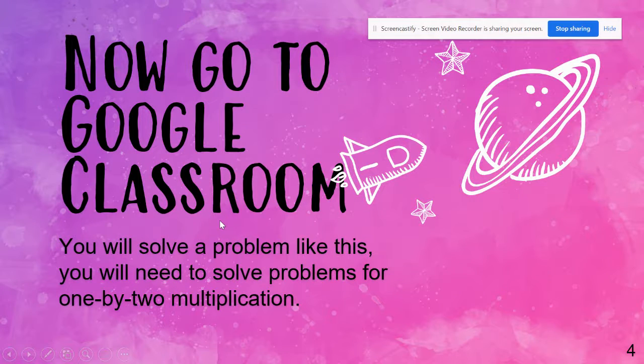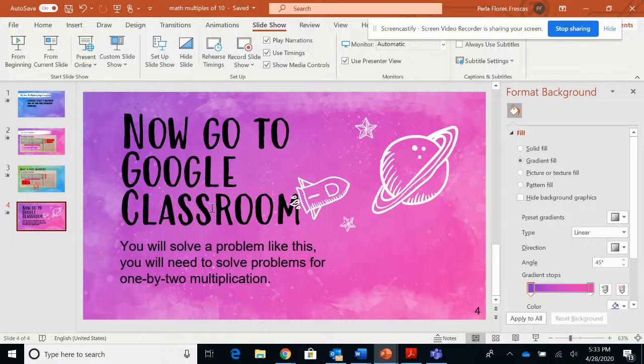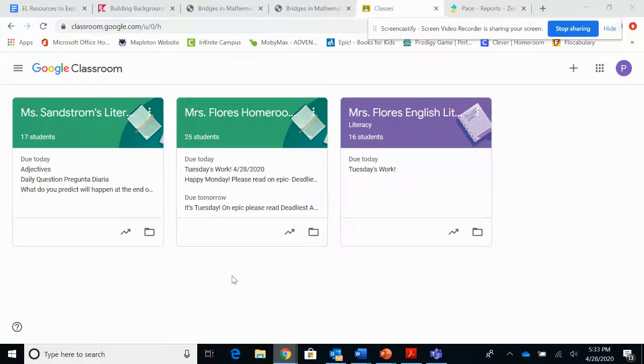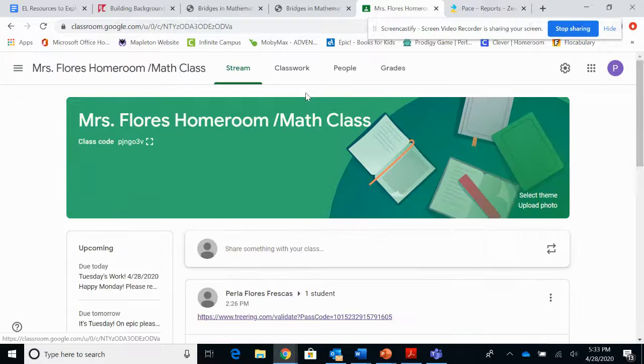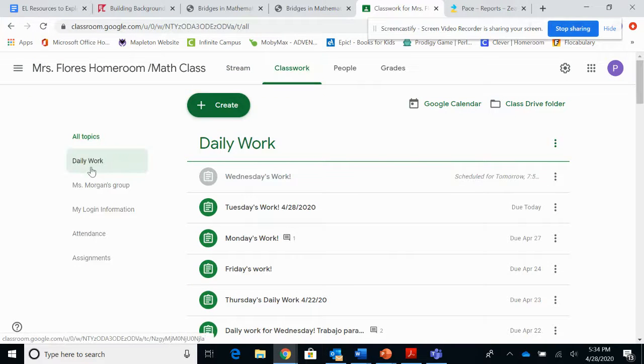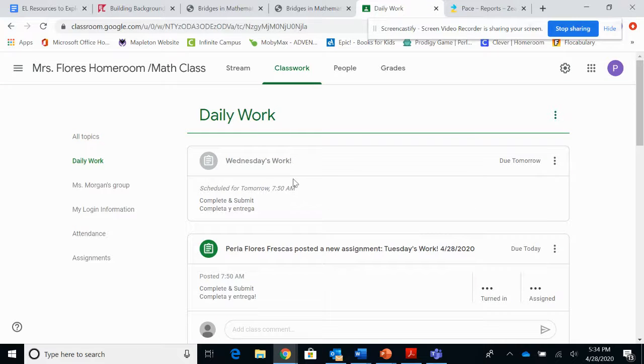So now you have to go to Google Classroom, and then you'll solve a problem similar to this and some more problems with 1 by 2 multiplication so you guys can keep practicing. So let's go to Google Classroom. Okay, Ms. Flores, classwork, daily work, and Wednesday's work.